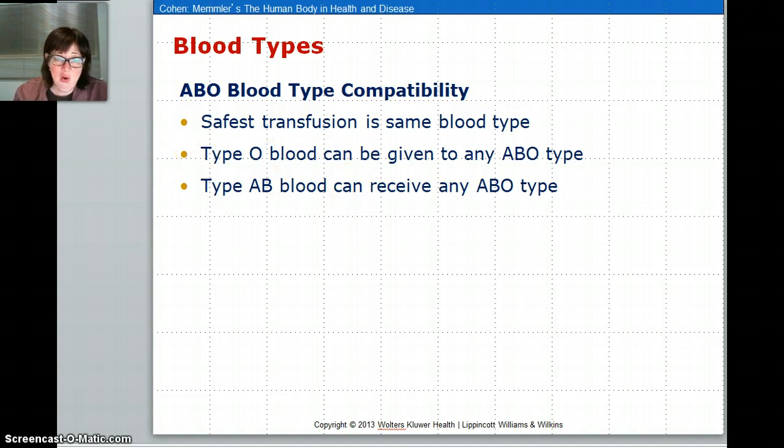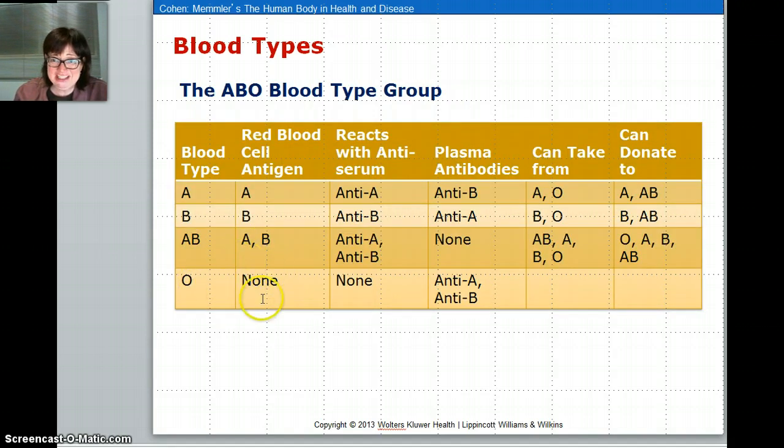The reason why O is the universal donor is because there are no antigens on the blood cells. So the blood cells will not react to anything in the receiver's blood. Donor O has no antigens, so therefore it will not cause agglutination with the antibodies in the receiver. AB is the universal receiver. That's because they have no antibodies. So since they have no antibodies, they cannot attack the antigens on the blood.